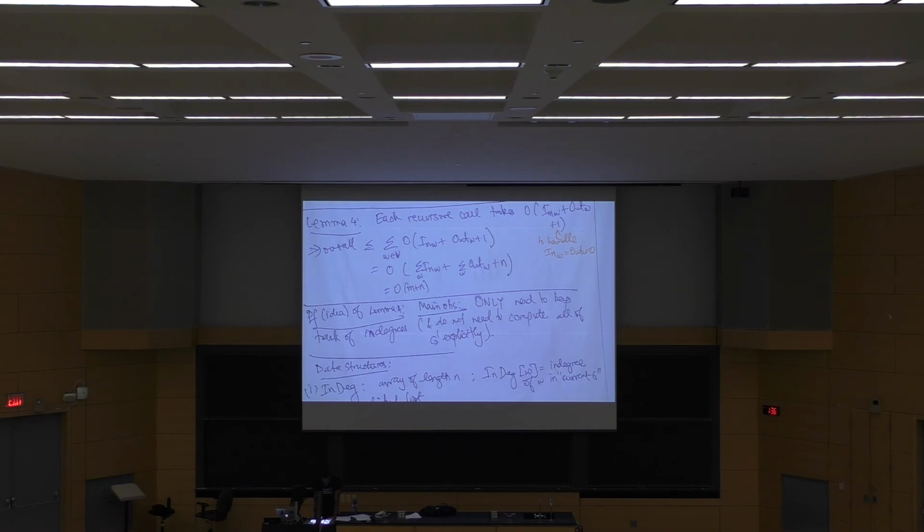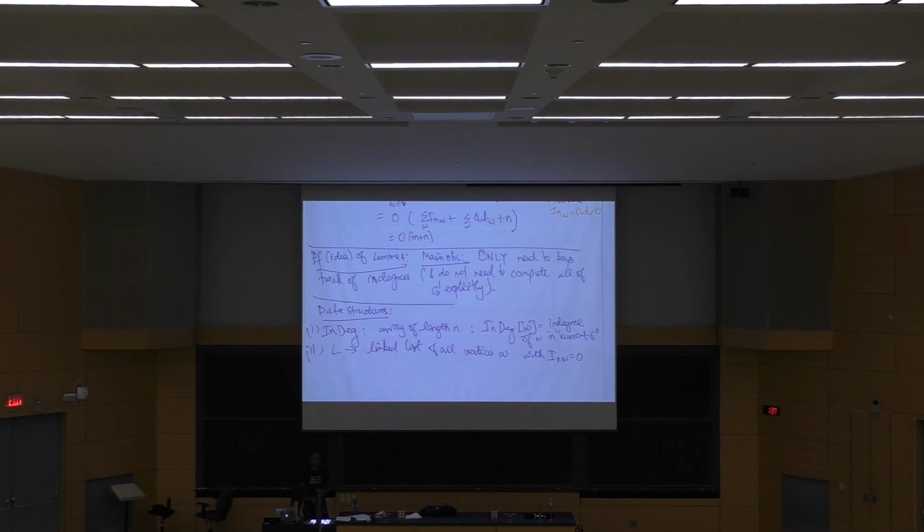And then you have separate linked lists of all vertices W with the in degree being 0. So are the two data structures clear? Okay.